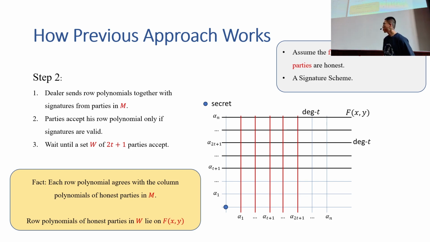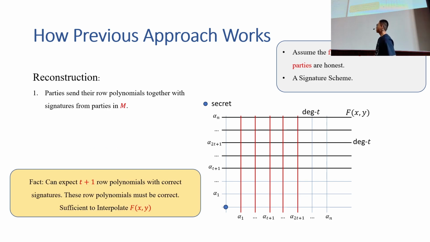So how should we reconstruct the secret? We just need to send row polynomials, also with the signatures. And now we can rely on the row polynomials with correct signatures to do the interpolation. And because we know T+1 honest parties will obtain their row polynomials, you can expect T+1 correct row polynomials. And this will be sufficient for you to interpolate F and recover the secret.